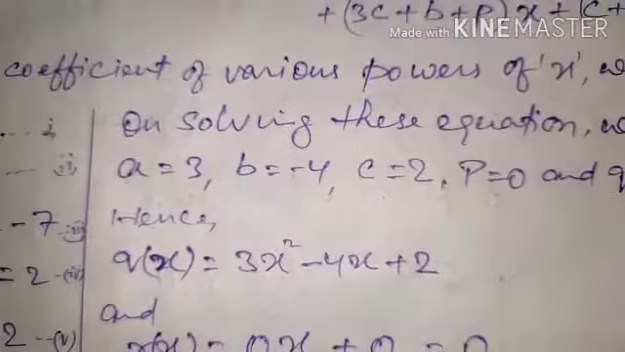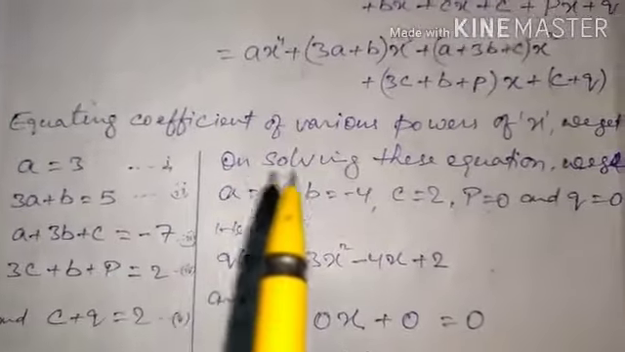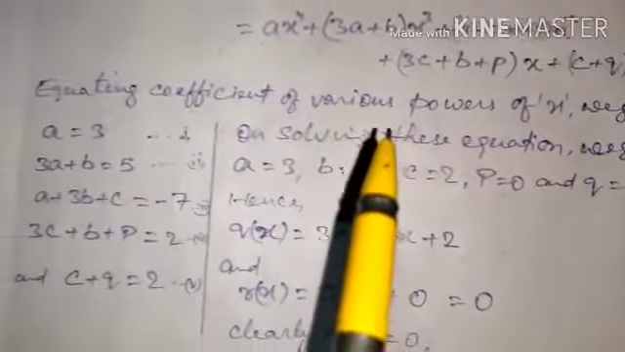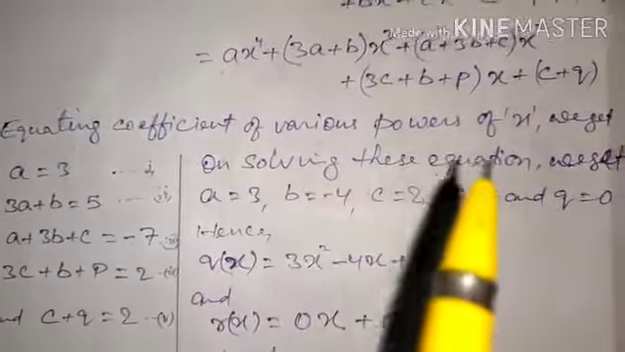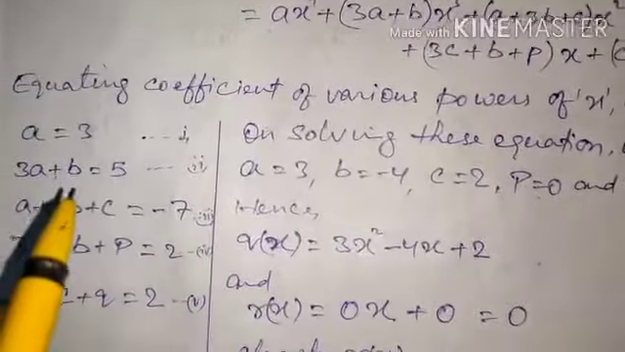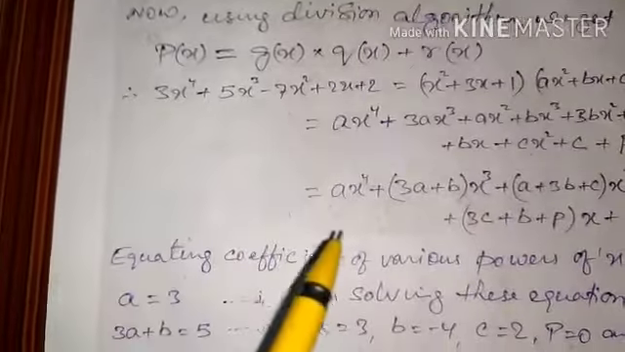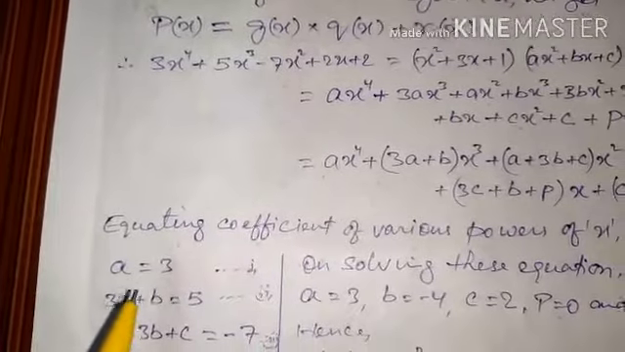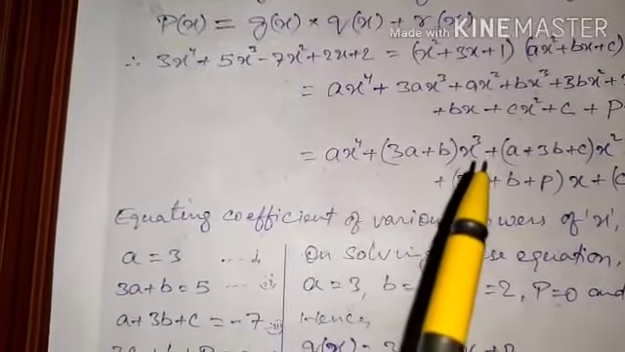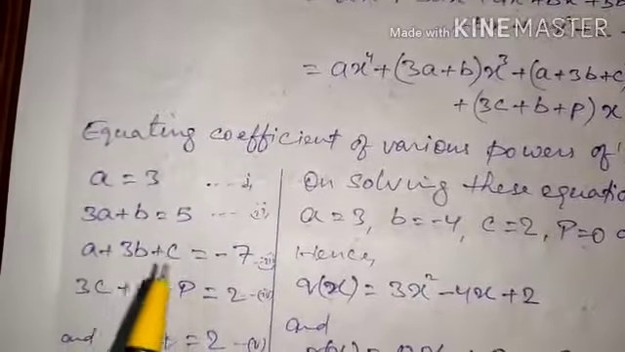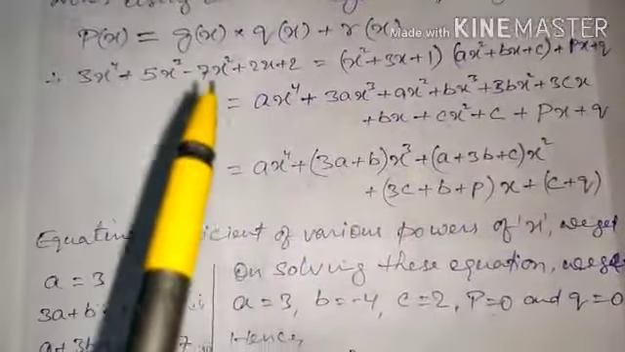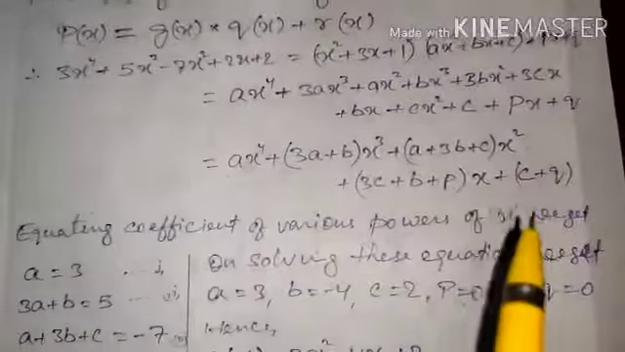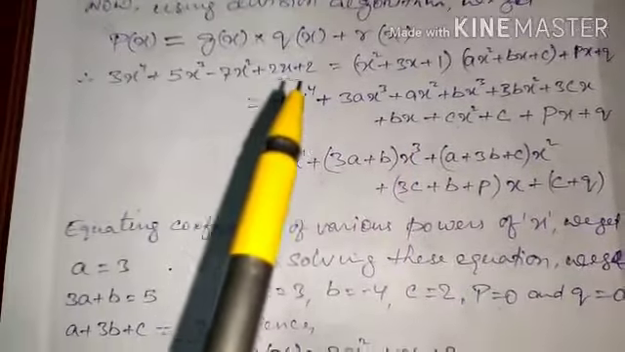So what we can do now is equate the coefficients of various powers of x. What are we going to get? You can see here ax4 and 3x4, so we can equate the coefficients: a equals 3. Similarly, equate the coefficient of x cube, 3a plus b is equal to 5. Similarly, a plus 3b plus c is equal to minus 7. So equated. Similarly, c plus q is equal to 2.